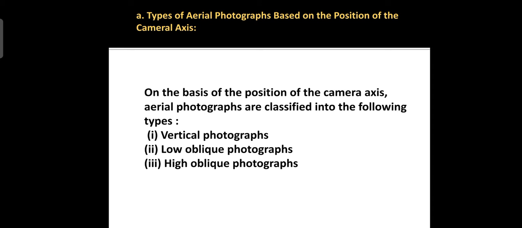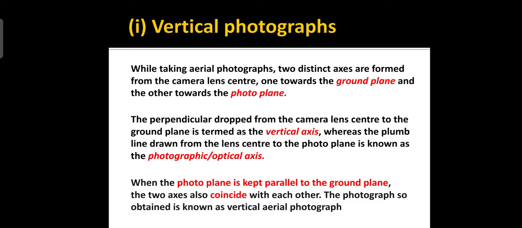Coming to the classification of aerial photography based on the position of the camera axis, we can classify aerial photography into three: vertical photographs, low oblique photographs, and high oblique photographs. Then what are vertical photographs? While taking aerial photographs, two distinct axes are formed from the camera lens center, one towards the ground plane and the other towards the photo plane.